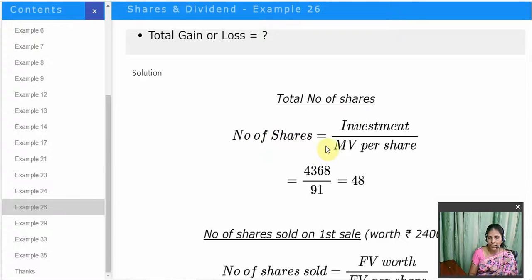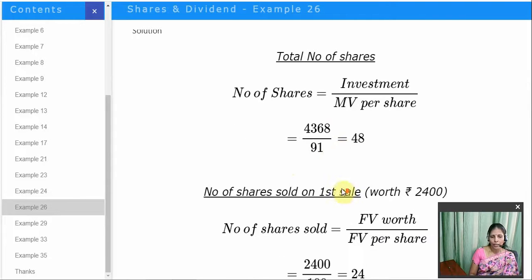So number of shares is equal to investment by market value per share, right? Investment is what? 4,368 divided by 91. 91 is the market value per share. So when you simplify, you get 48 shares. So he is buying 48 shares. Now in his hand, how many shares is he having? He is having 48 shares.